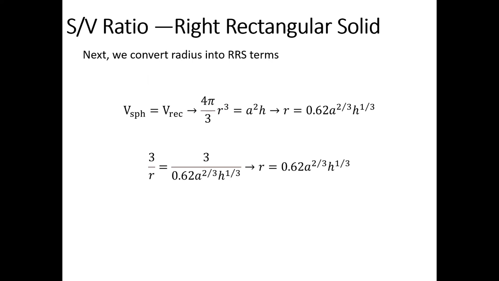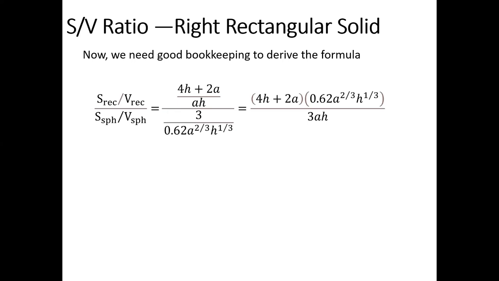Okay, let's just, I'll get the final answer correct. Anyway, check all of this, please. So, the surface to volume of the rectangle divided by the surface to volume of the sphere is this. And then we get that expression. So 4h plus 2a times 0.62 2/3 h 1/3 divided by 3ah.